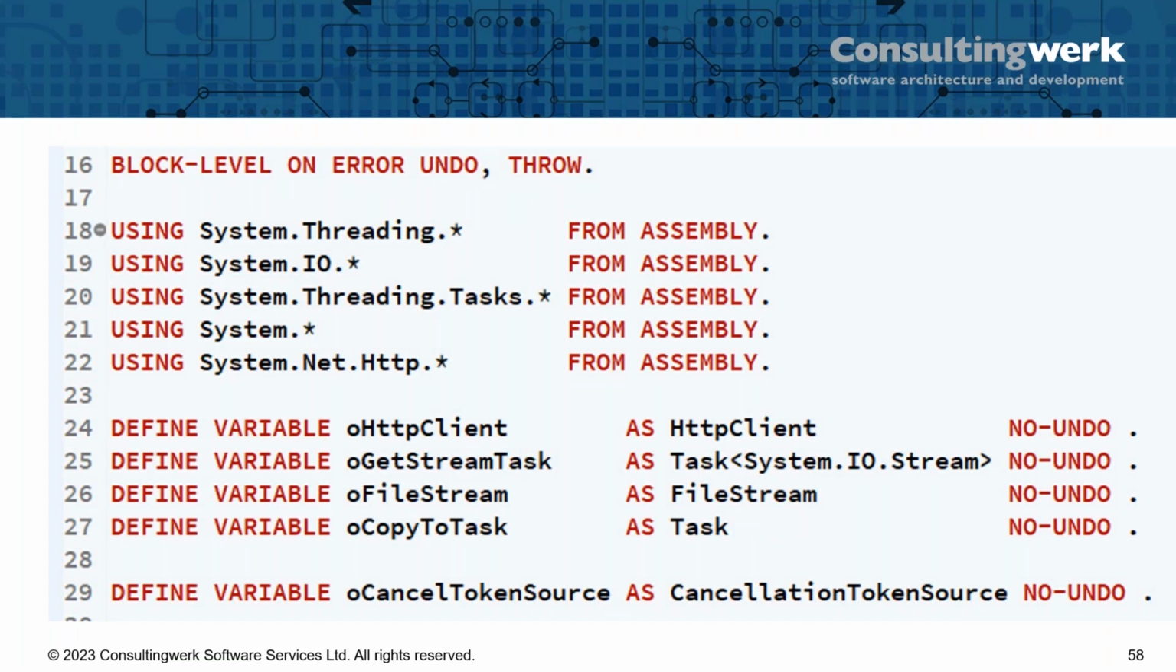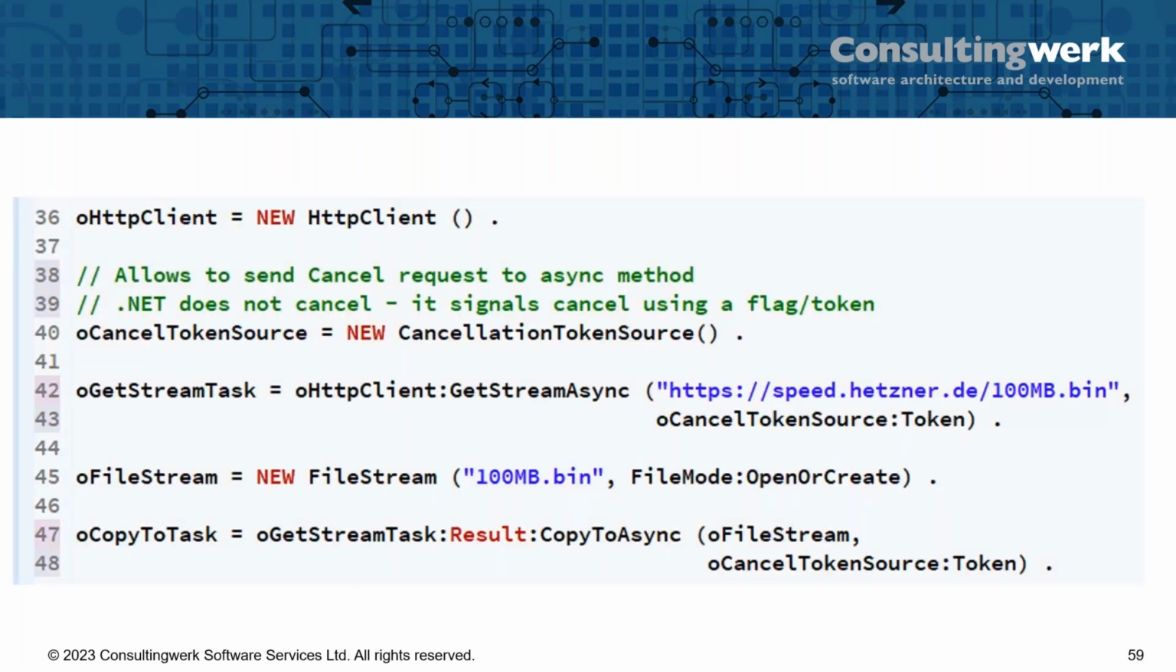working with the HTTP client, a couple of usings, a couple of variable definitions, one for the HTTP client, then one for the get task of the web client. Then I define a file stream so that I'm downloading a file and writing it to a file, and that's done asynchronously too, using a CopyToAsync task or using a task instance. And there's a cancellation token. That's something I'll explain in a second. And then the code to initiate the request.